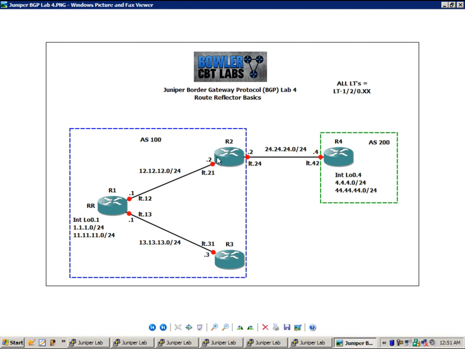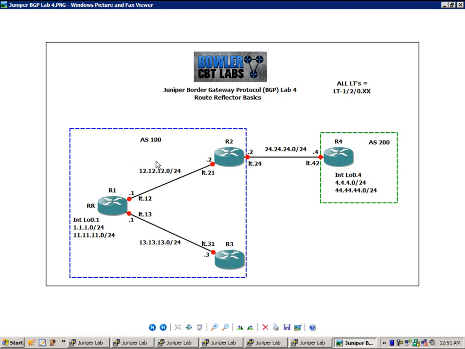And that is what we're going to see: if we advertise some loopbacks, in this case on R4, we're going to advertise some networks from router 4 to router 2. Router 2 is then going to advertise these 4 networks to router 1. But then router 1 is by default not going to be advertising these networks to router 3. And this is because of the loop prevention mechanism that it creates by default within iBGP.